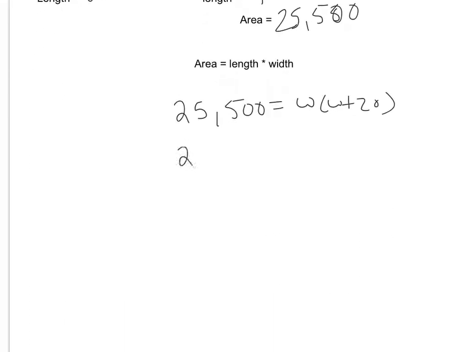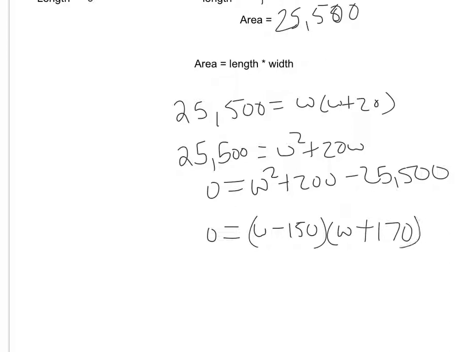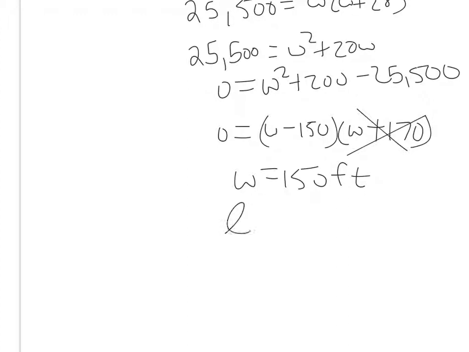So then you get 25,500 equals W squared plus 20W. So 0 equals W squared plus 20W minus 25,500. So we can try to factor, or you can use the quadratic formula. It factors into W minus 150, W plus 170, so we know that negative one is not going to be it. So the width is 150 feet. And then the length is going to be 170 feet because it's that plus 20.